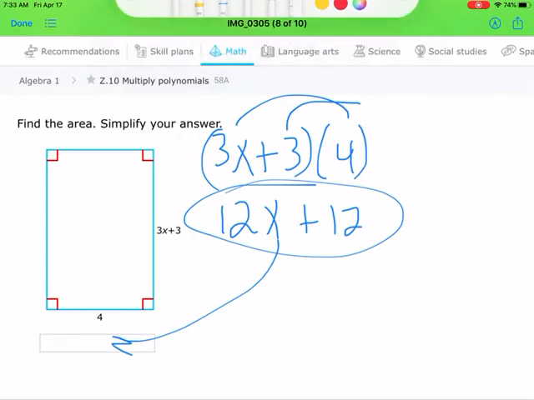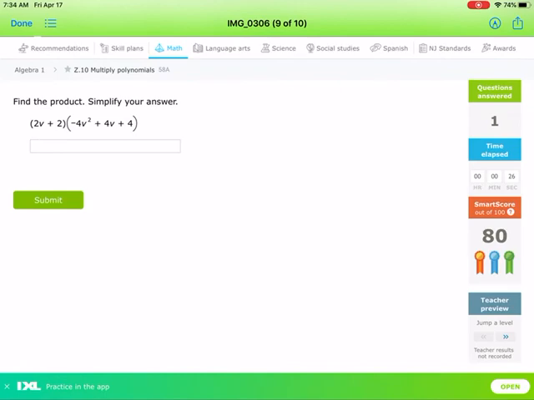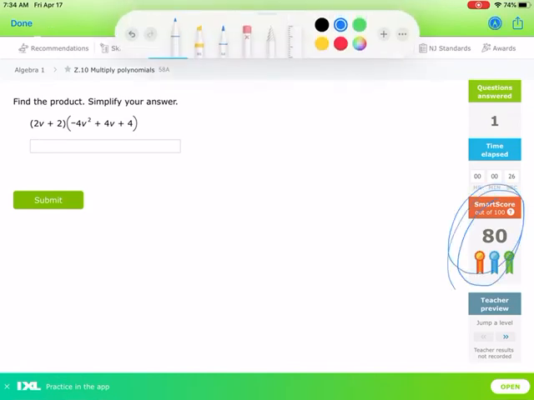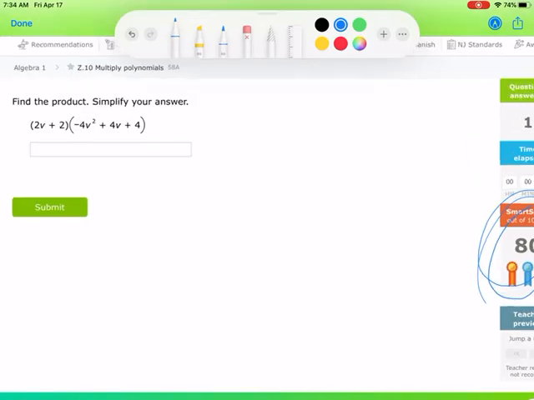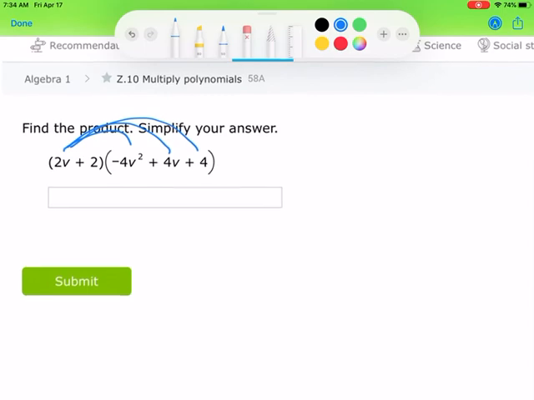Okay. And let's see, do I have another Z10 in here? Oh, back down to a smart score of 80. Okay, no worries. So find the product. Again, you're just simplifying, multiplying this stuff out. So distribute the 2 to all 3 of those things. So 2v gets multiplied by all 3 of those.